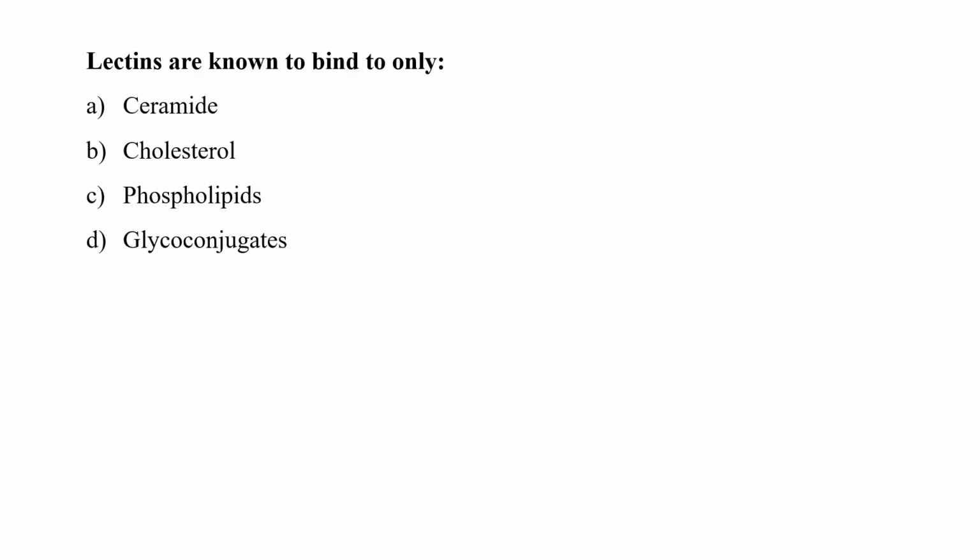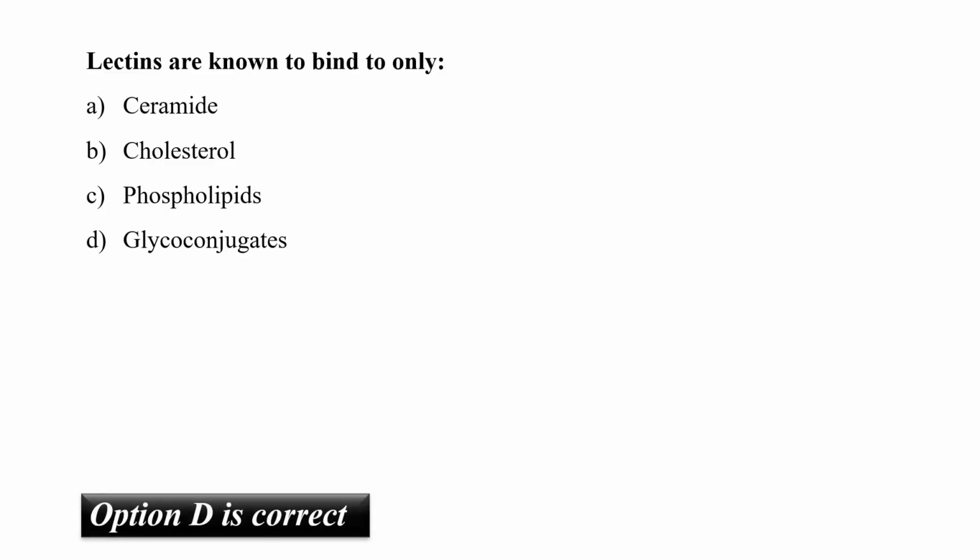Lectins are known to bind to only ceramide, cholesterol, phospholipids or glycoconjugates. Lectins are glycoproteins which were first discovered in plants and later in certain other organisms. They generally recognize and bind to specific sugars or something which has sugar attached to it. So option D is the correct answer: a glycoconjugate, the molecule which has attached sugar, can be recognized by the lectin.